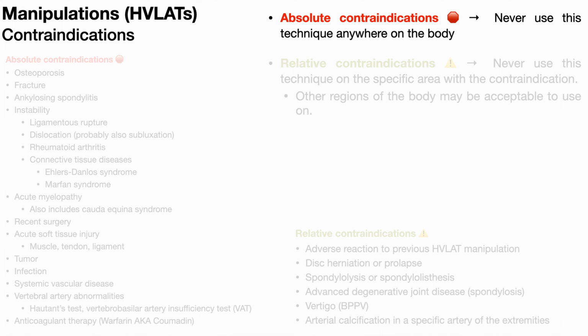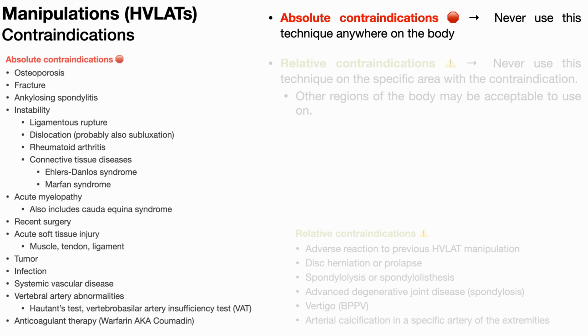If the patient has even one of these, you would never use this technique, never manipulate anywhere on the patient's body. The first absolute contraindication is osteoporosis, which is decreased bone mineral density. We are using a high velocity thrust maneuver. So if the patient already has weakened bones and we're performing a high velocity thrust, it increases the likelihood they'll fracture in that site. And generally, osteoporosis doesn't just occur in one spot, it occurs all over the body. So if they have osteoporosis, it's absolutely contraindicated to manipulate.